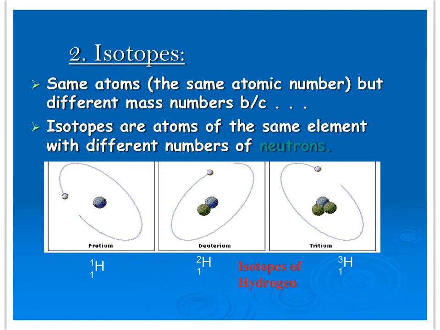There are also what we call isotopes. So isotopes are the same atom, same atomic number, same protons, but they have different number of neutrons. So you can see here, this is hydrogen, sort of regular hydrogen, with 1 proton right there in the middle and 1 electron. Since there's only 1 proton, the mass is 1.